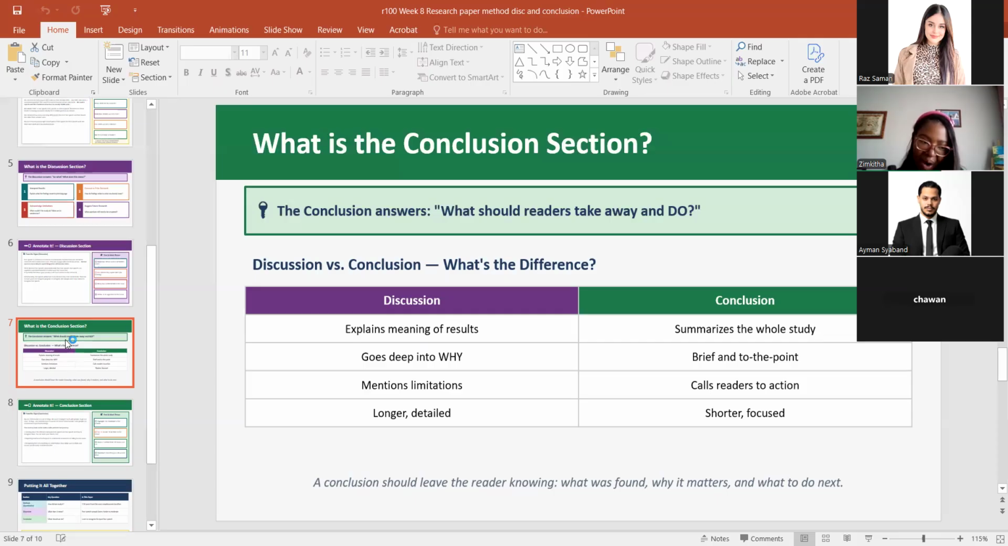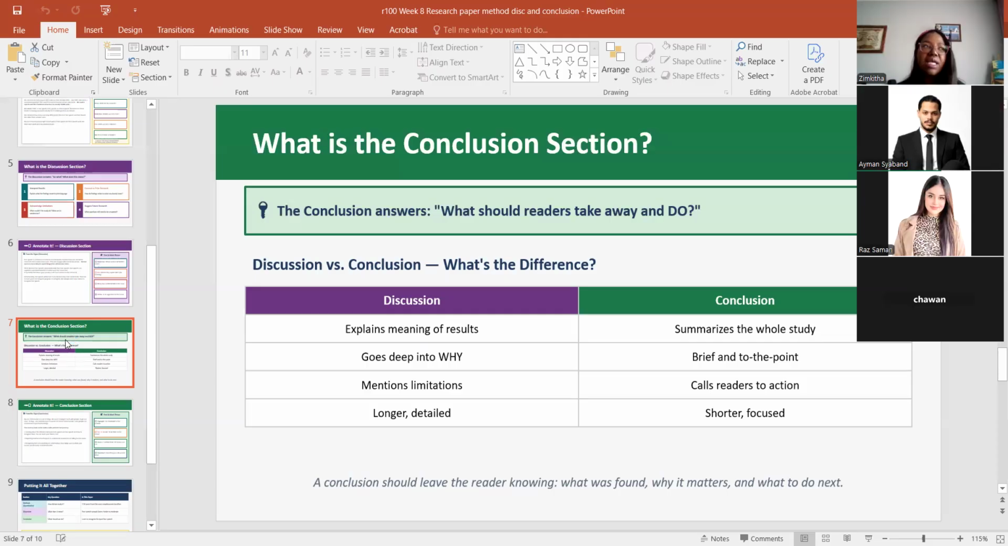Yeah, I just want to say it is restating the study and summarizing the result actually, and call to action. And we have some rules. For example, it needs to be short, clear, and we need to not talk about other new ideas. Yes, correct. Do not bring any new ideas in the conclusion. Okay.